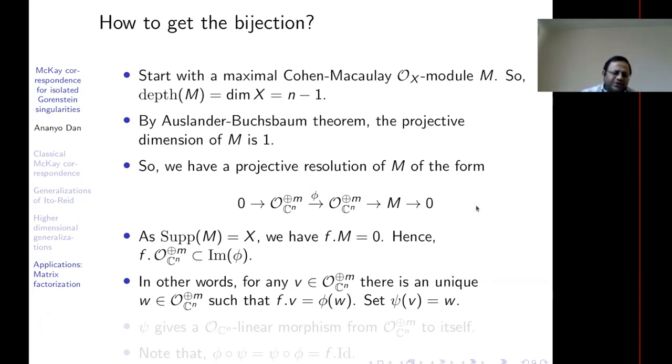The goal of observing this is that we already got a map from m copies of O_{C^n} to itself. This is not an isomorphism, but it is not too far either. So we want to write another map from m copies of O_{C^n} to itself, such that the composition is something that we saw before. That is going to be played by psi. If you define psi in this way, very theoretically, you can check that this in fact gives you an O_{C^n}-linear morphism of m copies of O_{C^n} to itself.